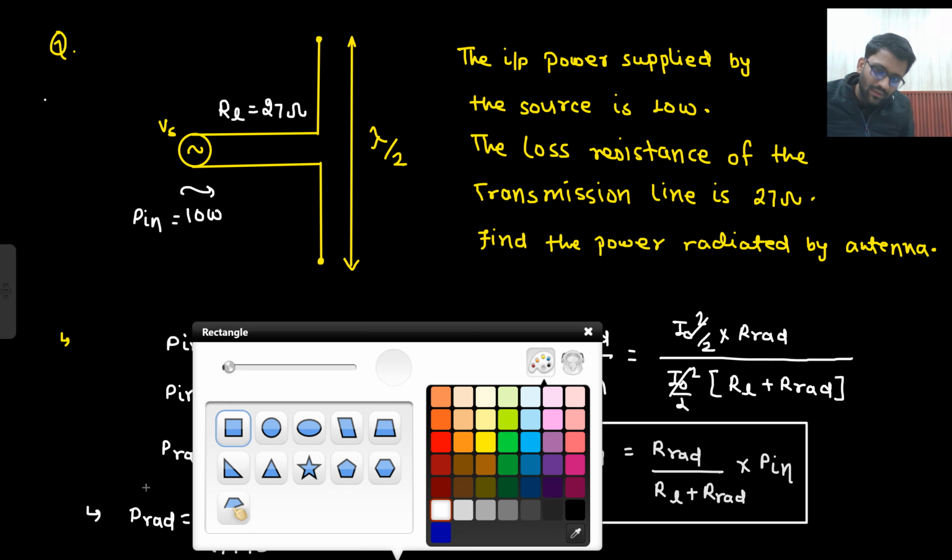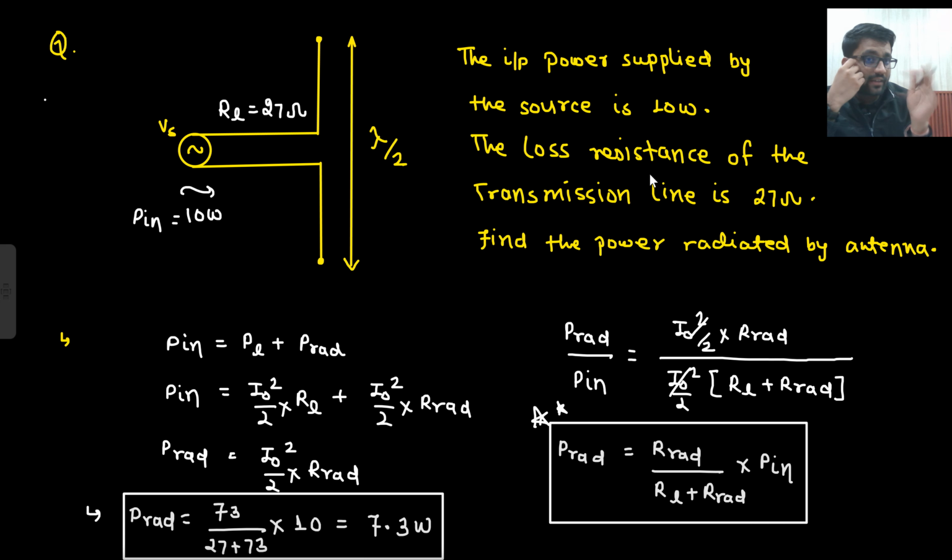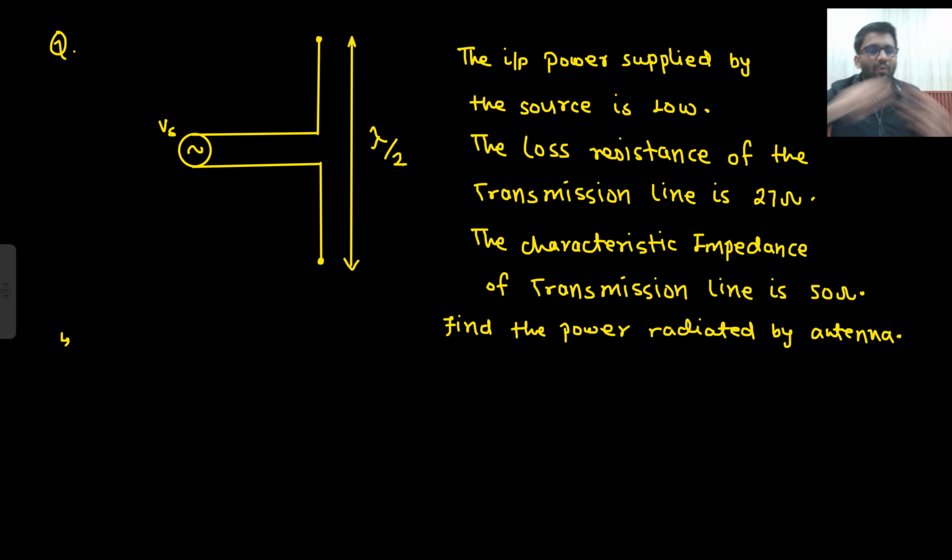7.3 watt. That's it. This is your P radiated. So did you understand? These two kinds of losses could be there. This was the reflection loss, and here it could be conducting loss, dielectric loss, or anything. So they have given a loss resistance completely. The loss resistance is 27 ohm. Now both of the losses can also be together. In this question, both losses are there together.